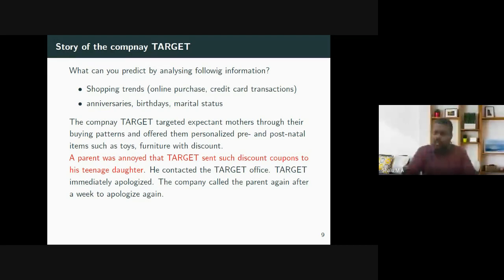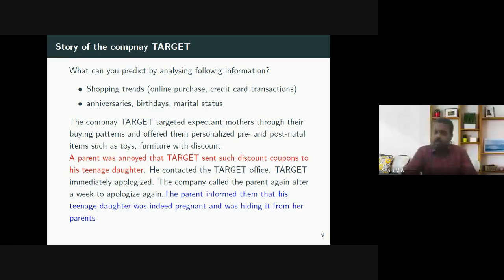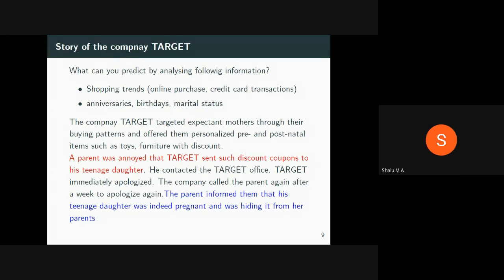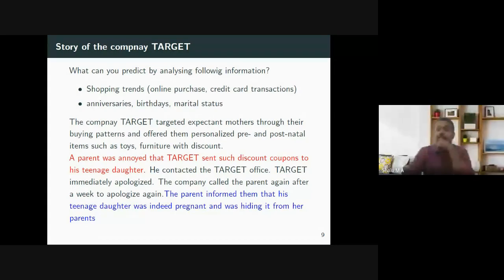His parents said that, in fact, his teenage daughter is pregnant and was hiding it from her parents. A school-going girl, pregnant, is very common in European countries and the US. It's a very common issue, and she was hiding it from her parents.